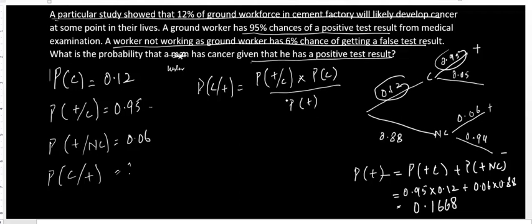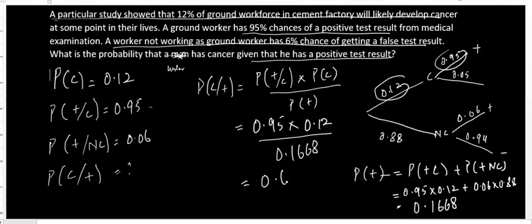0.1668. Now probability of positive result given that he has cancer is equal to 0.95 multiplied by the probability of cancer, which is 0.12, divided by the probability of the positive result, that is 0.1668. Now it is equal to 0.683. So this means that 68.3% is the probability that the worker has cancer given that he has the positive test result.